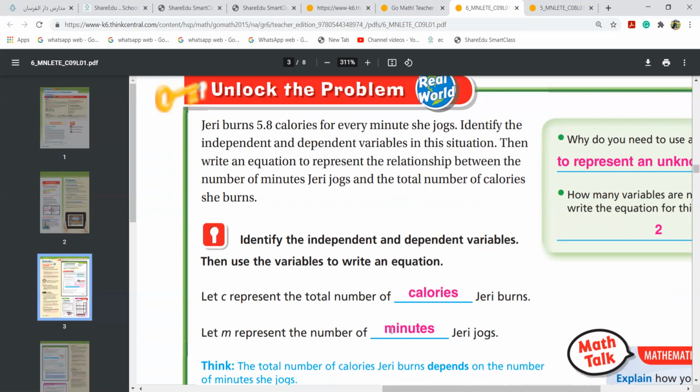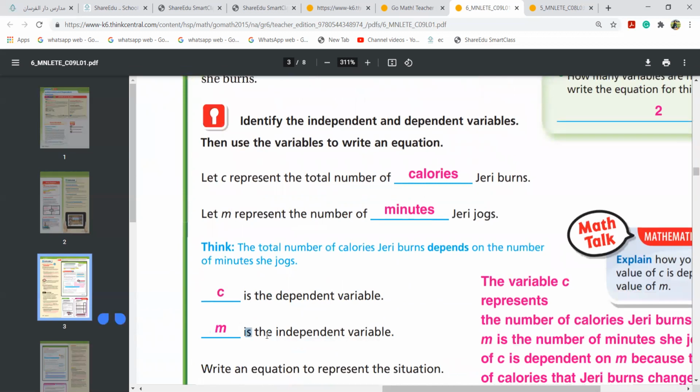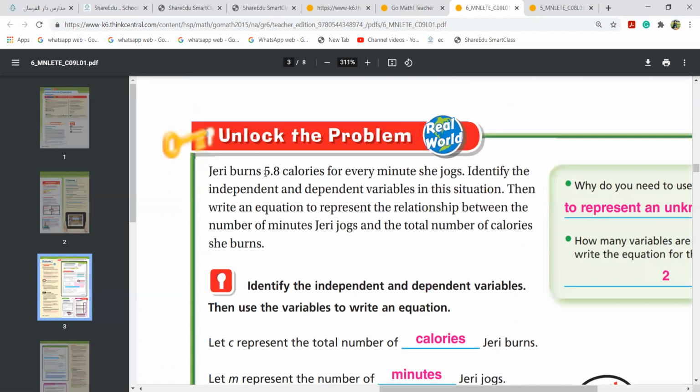But you know how many minutes? So M will remain minutes. It is the independent variable. Means for M you can put 1, you can put 2, you can put 3, anything. But the calories they have already given you, that only 5.8 can burn for every minute. Right? 5.8 will not change, but every minute will change. 3 minutes, 4 minutes, 5 minutes, 6 minutes. The minutes can change, but 5.8 will not change.